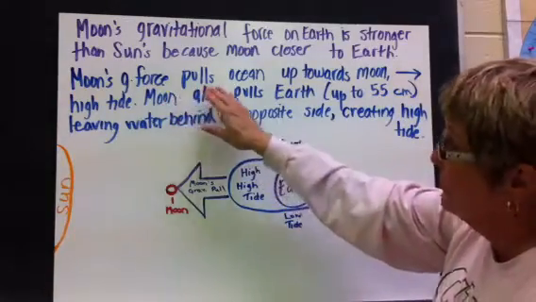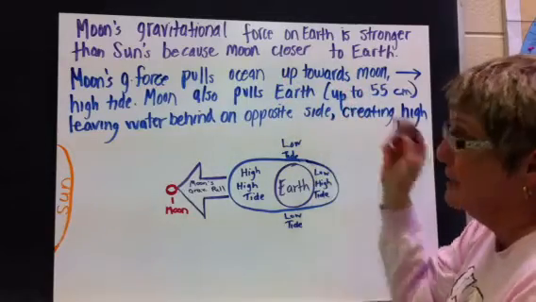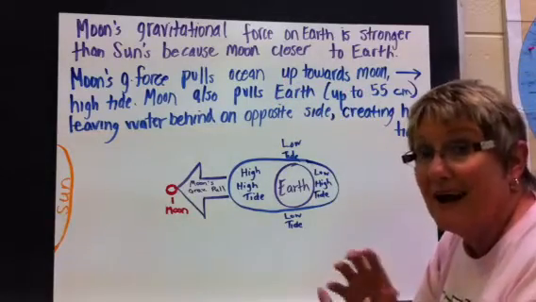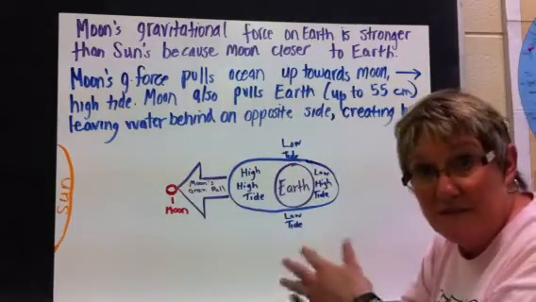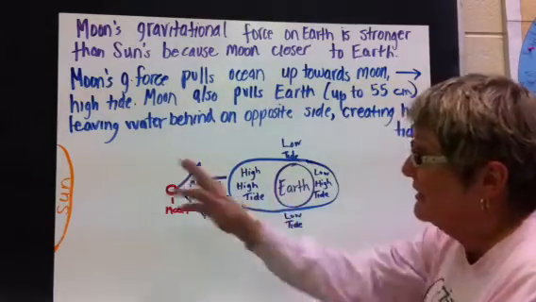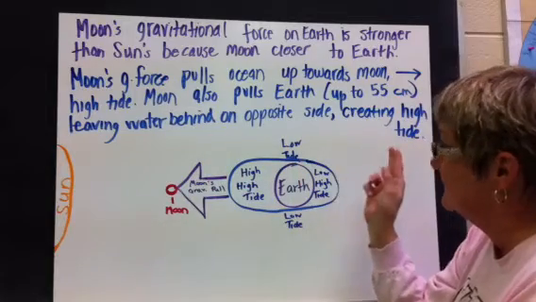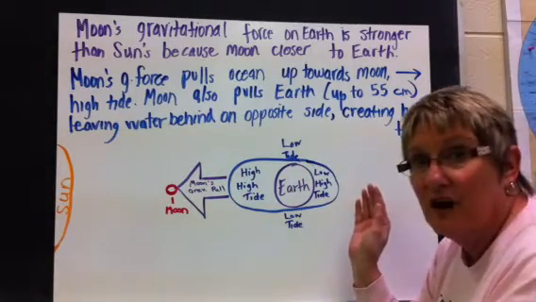Again, the moon's gravitational force pulls the ocean up towards the moon, giving us a high tide. The moon also pulls Earth up to about 55 centimeters, leaving water behind on the opposite side, creating another high tide.